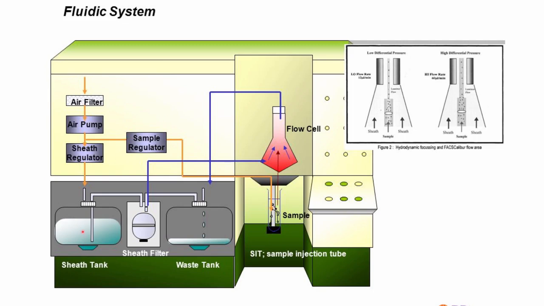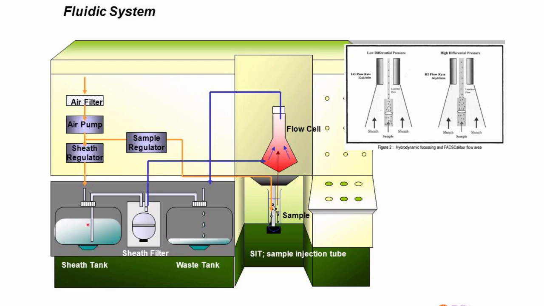The fluid that carries cells in a flow cytometer is called the sheath fluid. In this particular flow cytometer, the sheath fluid is propelled through the fluidics by applying air pressure into the sheath fluid container. The air is filtered to remove any particles that may interfere with the function of the instrument. The sheath regulator controls the amount of pressure entering the sheath container.